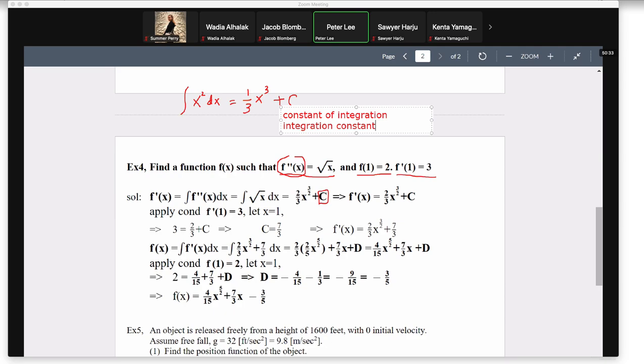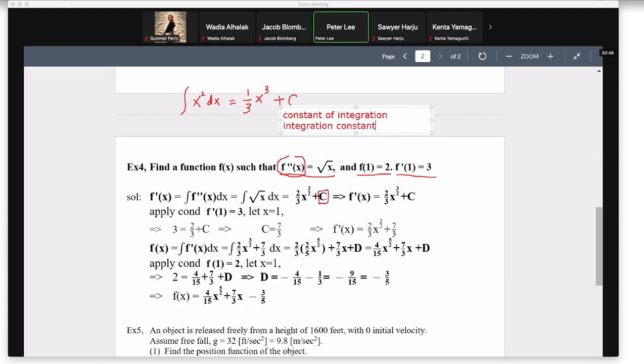So whenever you have a derivative condition and we take the antiderivative, each time we take the antiderivative, we actually get a constant of integration. But this one has a second derivative here. In this case, we have two constants.